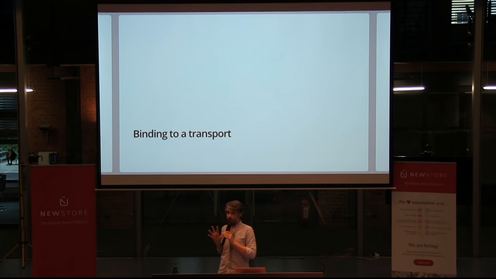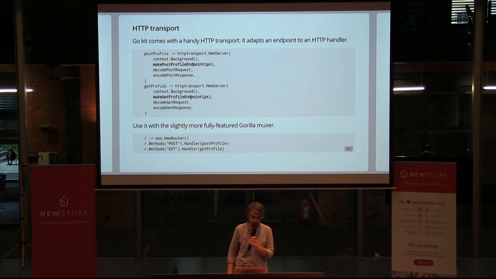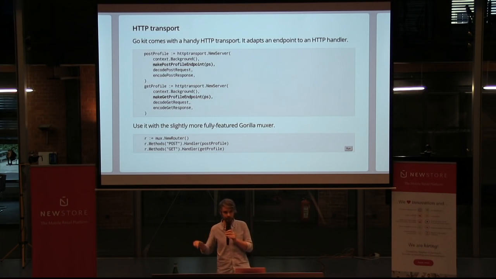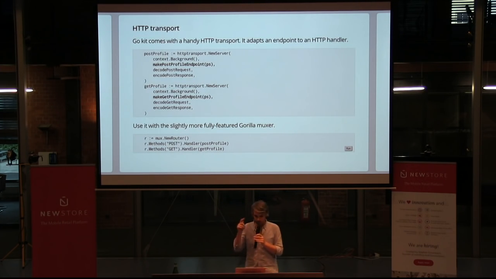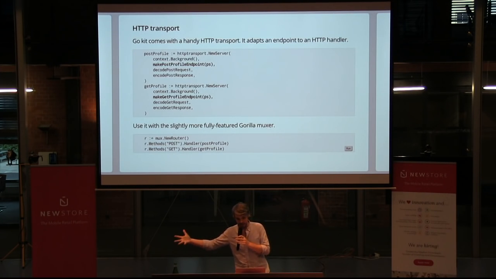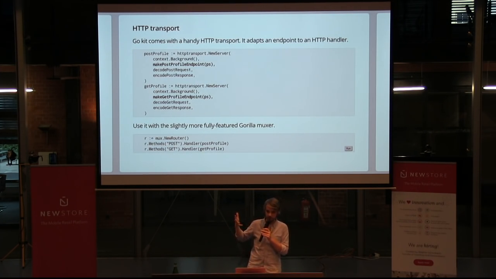Okay, so far we've talked about the business logic. We've talked about transport concerns, endpoint concerns. But we haven't yet, in this model, wired it up to a transport. We haven't made it callable. So let's talk about how we would do that. Go kit comes with a handy HTTP transport, which maps an endpoint to an HTTP handler. This is a constructor. You pass it the endpoint. You pass it a way to decode incoming requests, and then to encode outgoing responses. And that's it. What you get out of it is an HTTP handler.